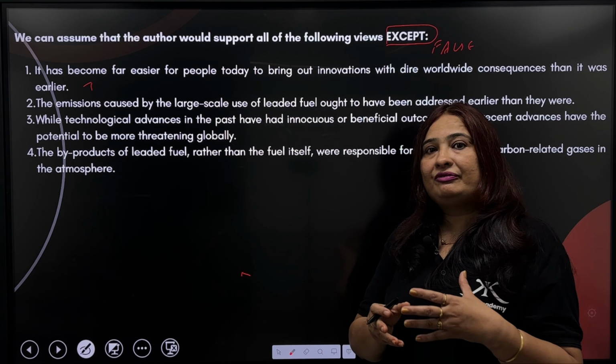Okay, so not the fuel but the byproducts of leaded fuel, it led to the climate change. So again this is going to be true. So what's the answer? The answer is going to be 3. Clear?